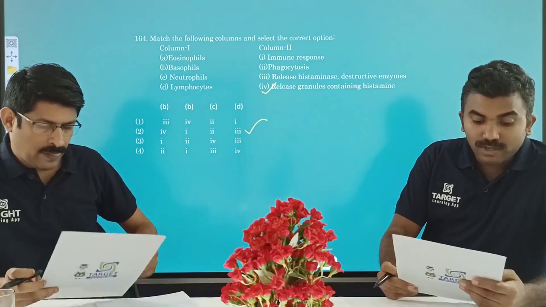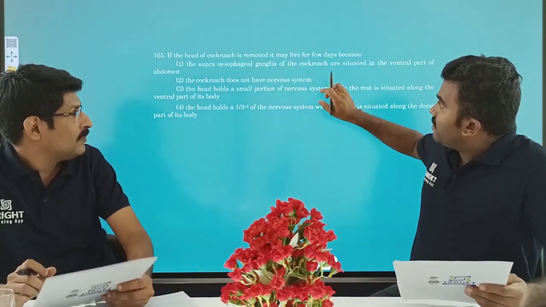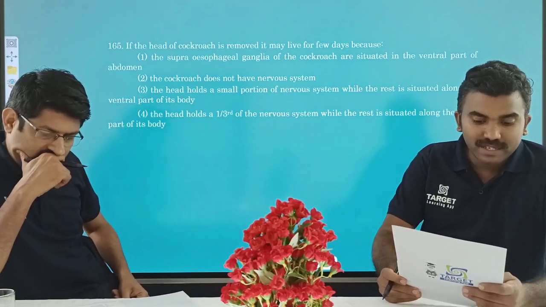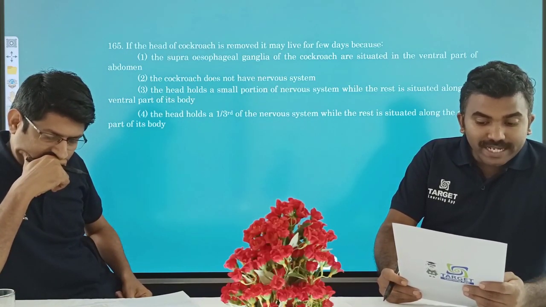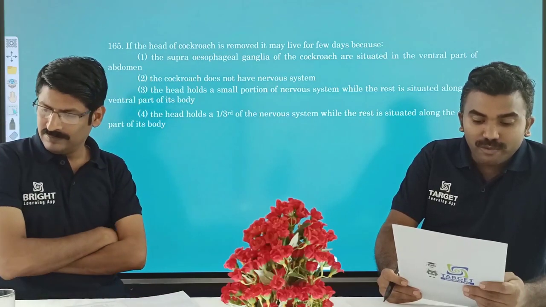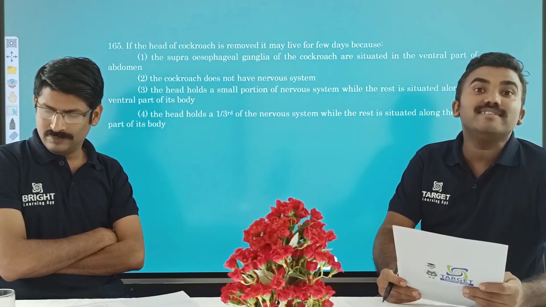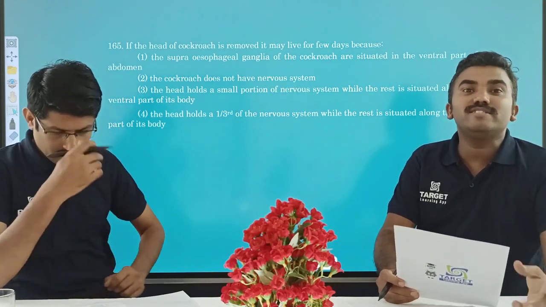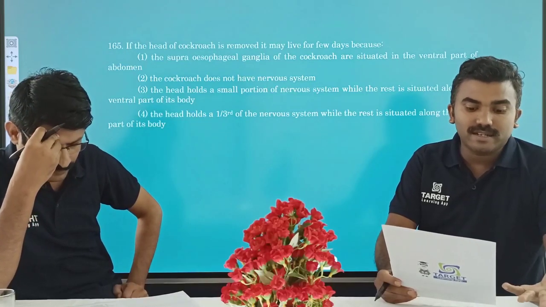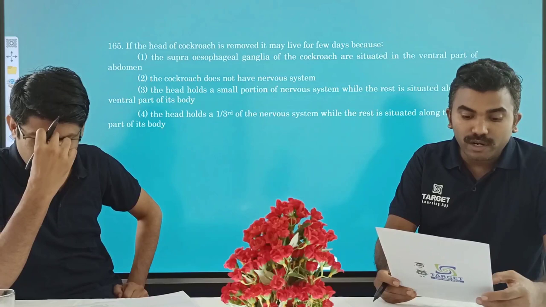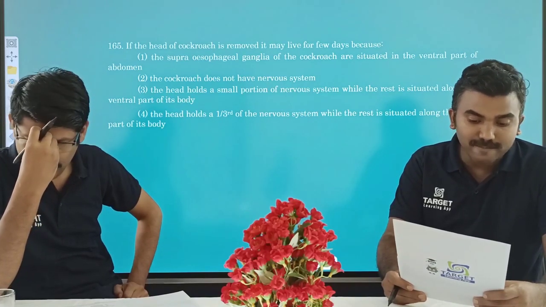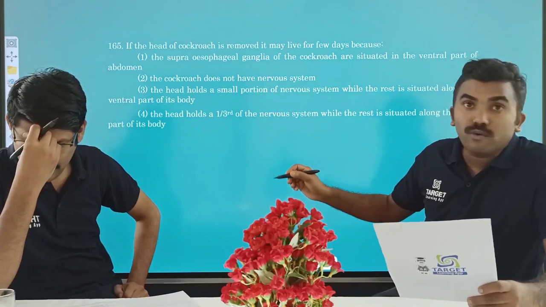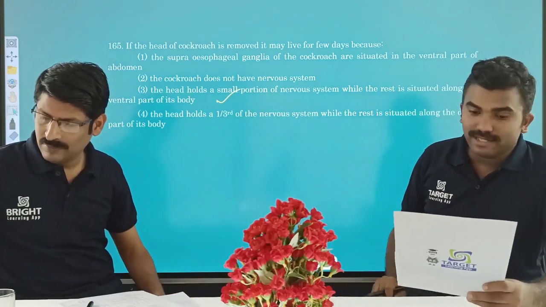Next one, question number 165. If the head of a cockroach is removed, it may live for a few days because the supraesophageal ganglia of the cockroach are situated in the ventral part of the abdomen. It's not right. Cockroach has a nervous system represented as ganglia. There are a total of 9 ganglia: 3 in the thorax and 6 in the abdomen. Neurons from the ganglia supply throughout the body, with the head holding just a bit of the nervous system. The right answer is the head holds a small portion of the nervous system while the rest is situated along the ventral part of its body. It's an exact point taken from page number 114 in Structural Organisation in Animals.